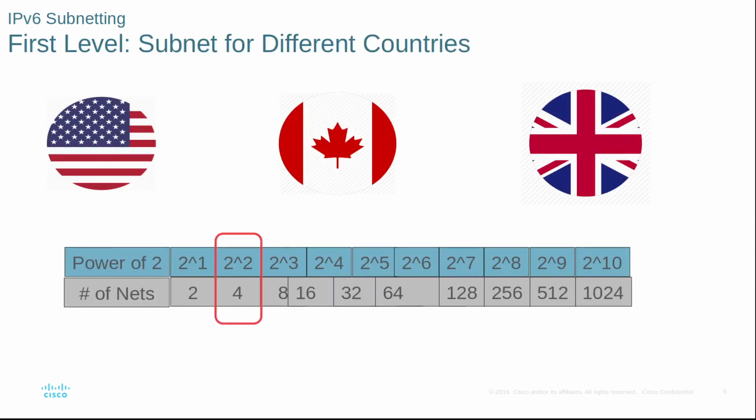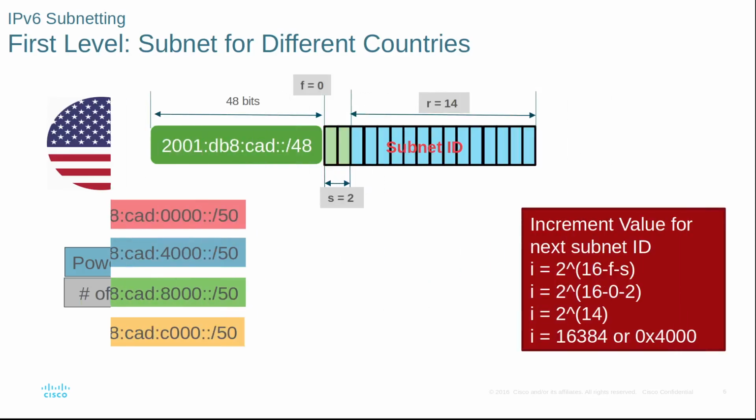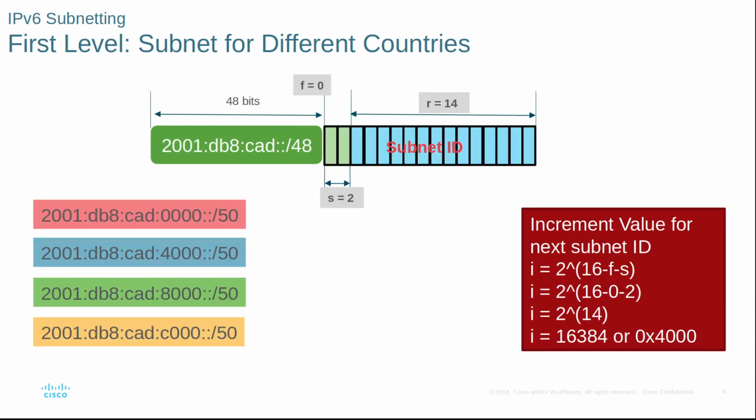So we do our first level of subnetting. This is very much like how we do VLSM. We subnet for our 3 countries. We're actually going to get 4, right? Because you can't borrow half bits. So 2 to the power of 2 gives us 4. So we do our first level of subnetting, and within that first value, it's now a /50, right? We took it from a /48 to a /50.